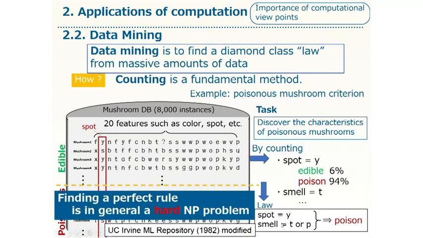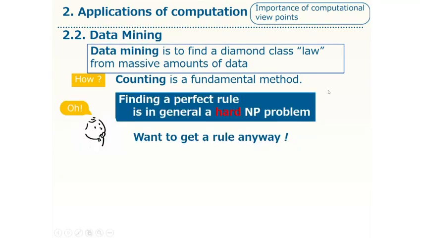Yes, in fact, finding a perfect rule is an NP problem, and it is sometimes the case that this task is hardest among all NP problems. Well, it is not so difficult to see that finding a rule is an NP problem. This is because once you are given a rule, you can check its correctness easily by going through the database. And unfortunately, finding a perfect rule sometimes becomes very hard to compute. So if we believe P is not equal to NP, then there is no universal and efficient method for solving all data mining tasks. But we wish to solve a given data mining problem and find a rule anyway.